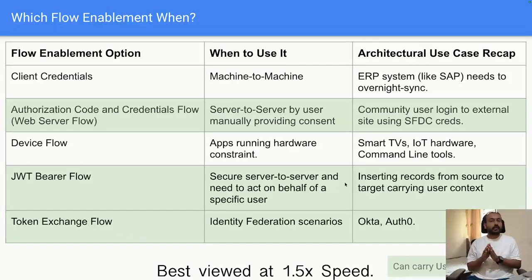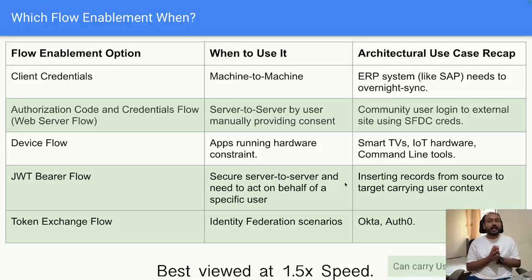So we spoke about connected applications and when to use them. We spoke about what all the external client applications enablement can actually bring in terms of security. So let's talk about the flow enablement that is crucial for us, right? As an architect, if you have to choose which flow enablement, then you yourself have to ask one crucial question: do I have to carry the user context or not?